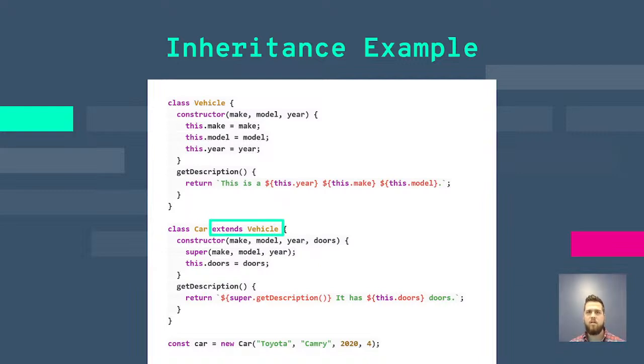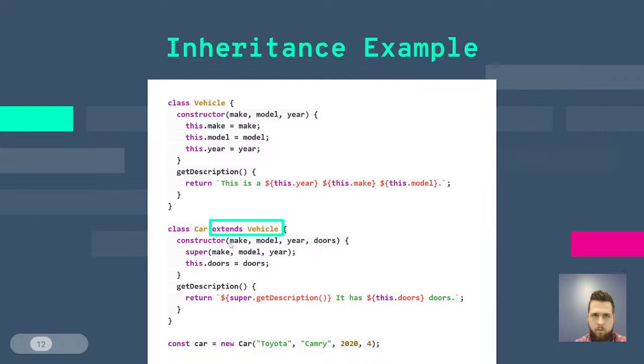And so the most probably correct way to say it is it's inheriting the vehicle class, because it's inheriting the properties and it's inheriting the methods. And so here our constructor looks a little bit different.